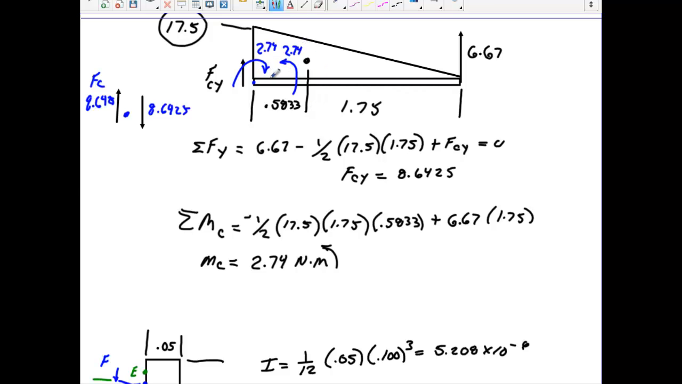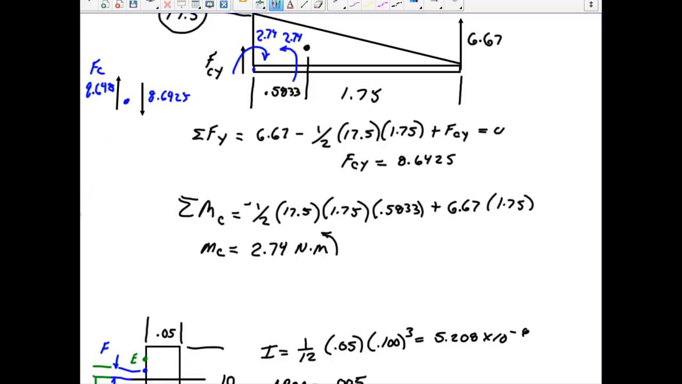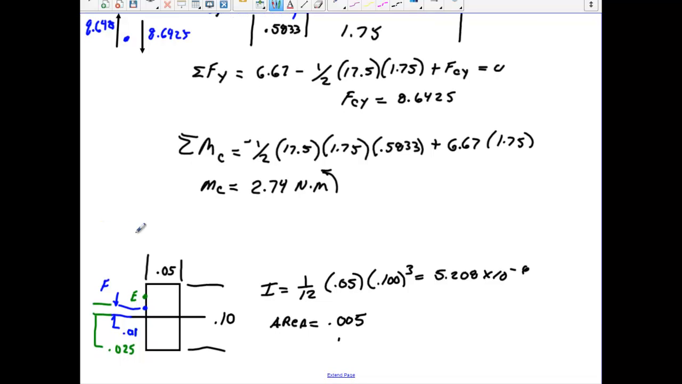Okay, so obviously they have to balance. But look what's happened. That means you're going to get compression at the top and you're going to get tension at the bottom. So now I drew myself a cross section.